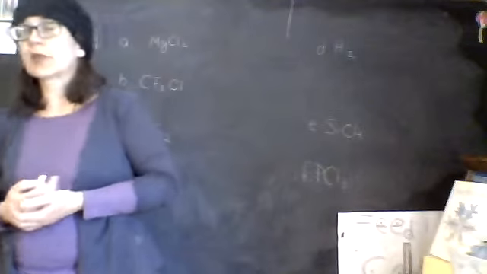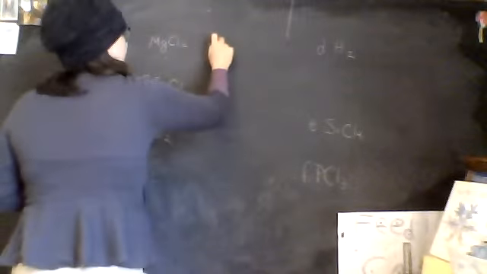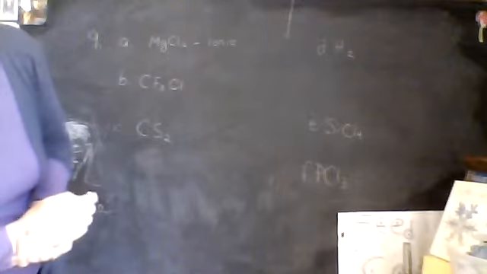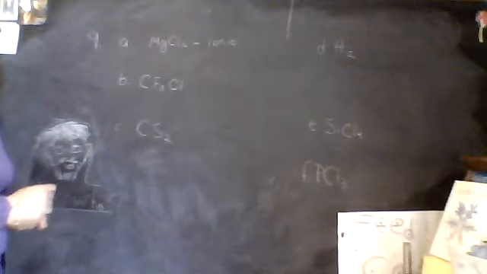Let's begin. Letter A, MgCl2. Any metals in that one? Look at the periodic table. Yes, magnesium, so it's ionic. That makes it easy. We don't have to draw the Lewis structure. How about letter B? I think that's polar covalent. That one is not ionic, so we're going to have to draw the Lewis structure.